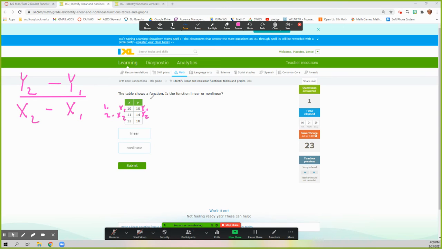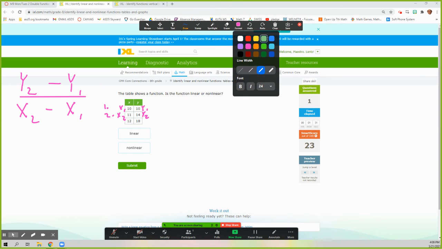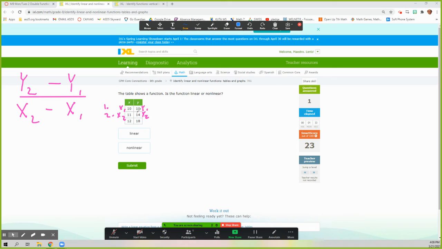But while I have my handy colors ready, let me switch it to blue. So if I said 14 is y2 and 10 is y1, 14 minus 10, I'm going to write it over here, is 4. And x2 is 11. X1 is 10. So 11 minus 10 is 1. So what we did was we just found what would be the slope there, up 4 over 1.